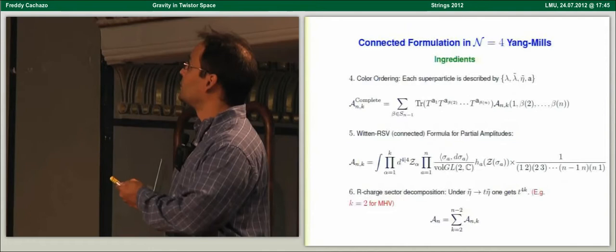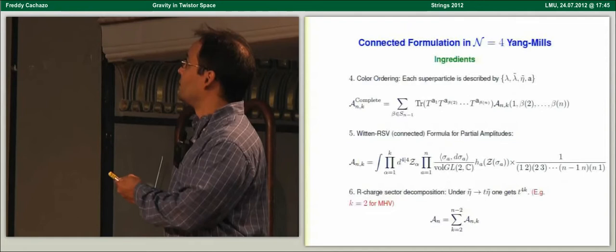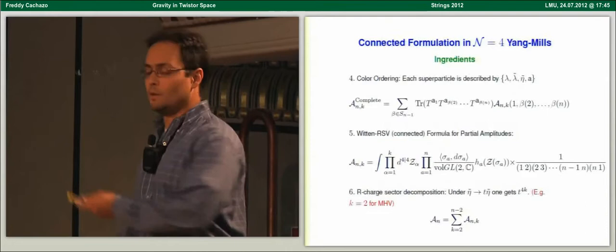Here, the partial amplitudes are ordered. The particle order here matters, while in the complete amplitude, it didn't matter. Here, we're decomposing them in such a way that we only compute them using Feynman diagrams that are color ordered.